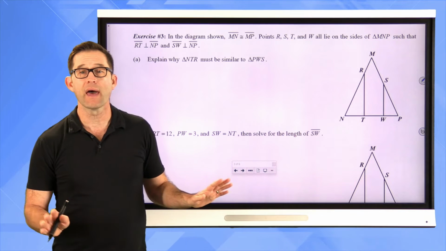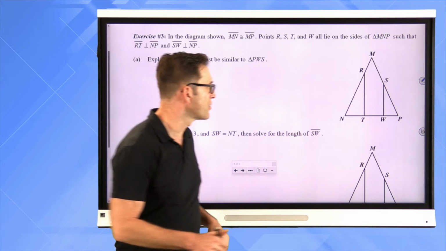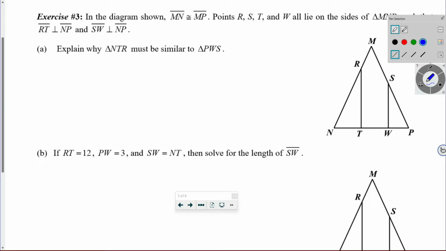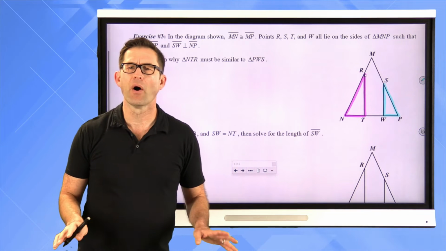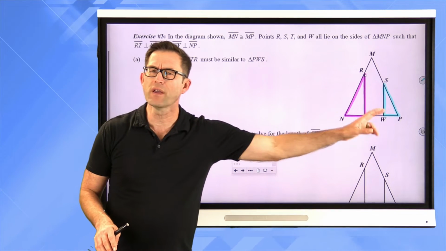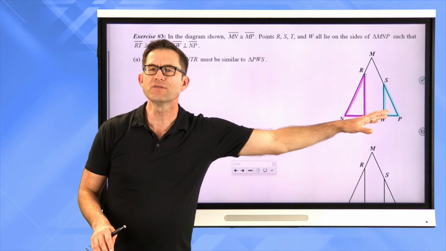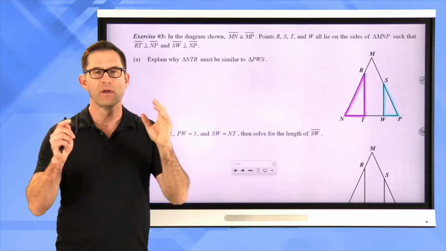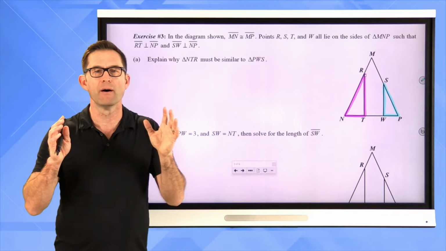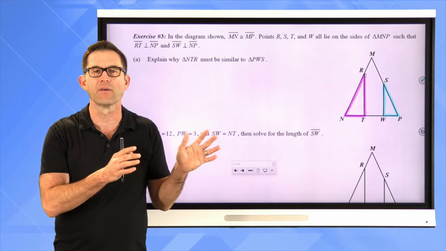All right, so again, I'm trying to explain why this particular triangle, maybe I'll outline them, right? This particular triangle is similar to this particular triangle. Okay. Well, I'd like you to pause the video and think about why these two triangles have to be similar, and hone in on the whole idea of the angle-angle similarity theorem.